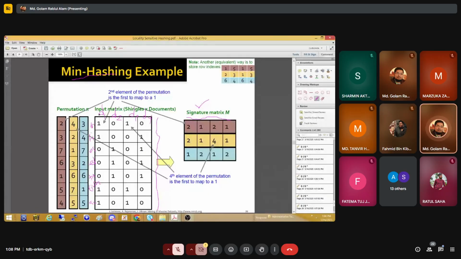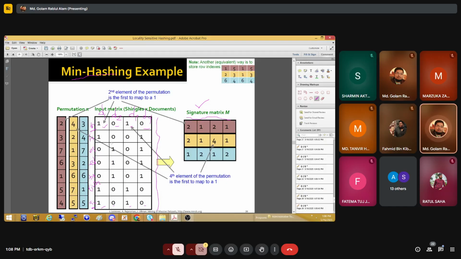So in this case, in document one, whether a shingle is present or not: if it is present, then this is one; if it is not present, then zero. Like the SS shingle is present in document one, that's why here is one, and the SS shingle is not present in document two, that's why it is zero. Similarly, maybe the AC shingle is present in document one, absent in document two, present in document three, absent in document four.